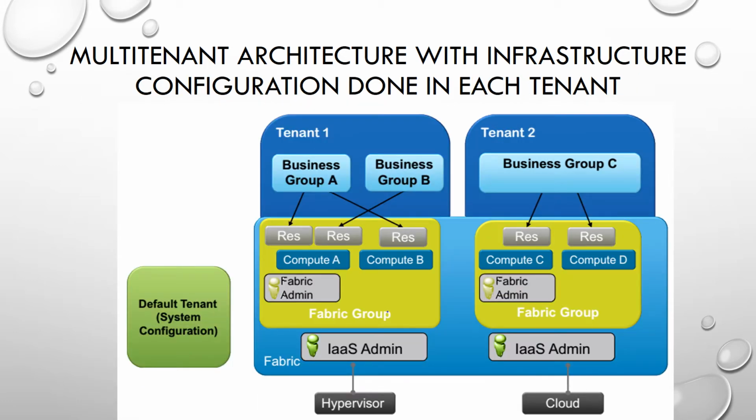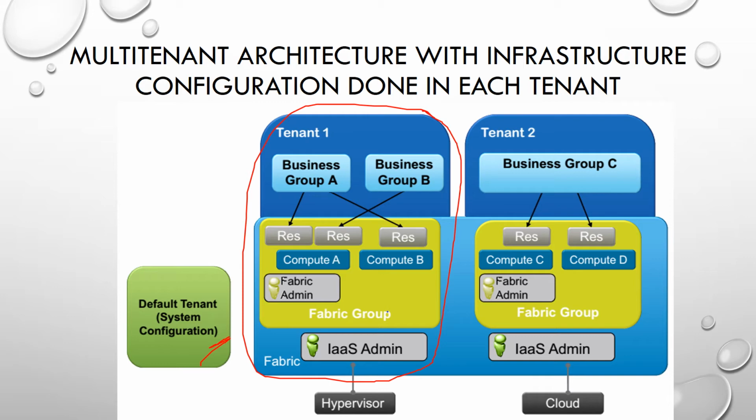The other way to set up a multi-tenant architecture is to allow the tenants to set up their own infrastructure configuration. In the default tenant, only the endpoints and the system configuration will be taken care of. This design is useful for very large organizations, as all the configuration items have to be set for each tenant individually. There is obviously going to be a high administrative overhead.